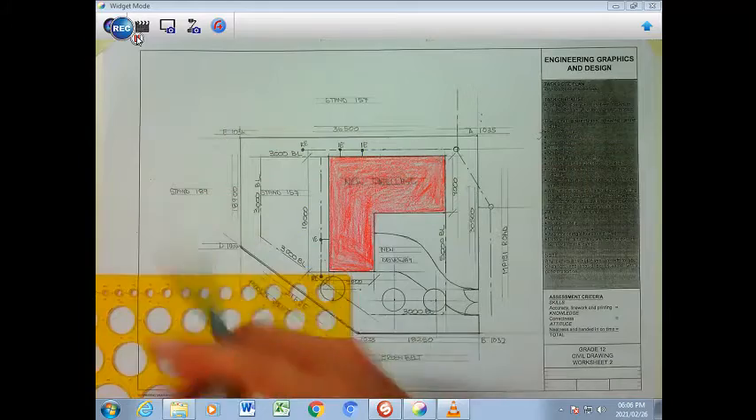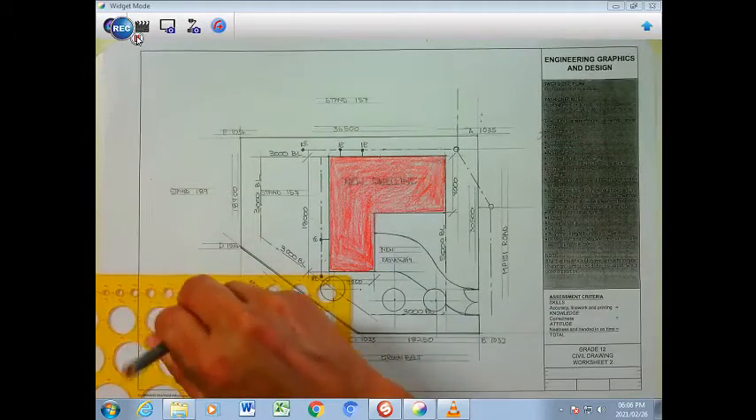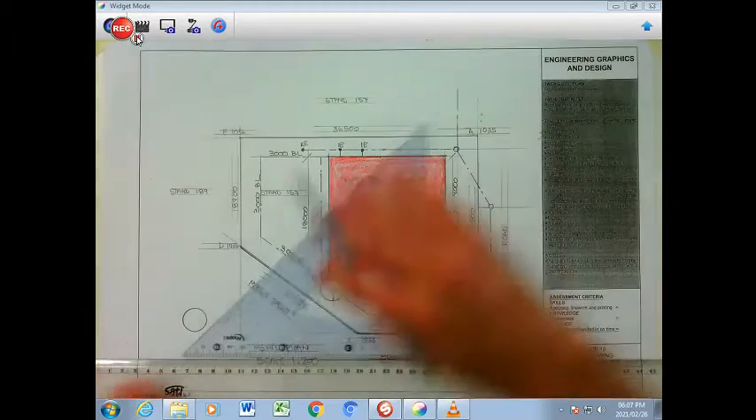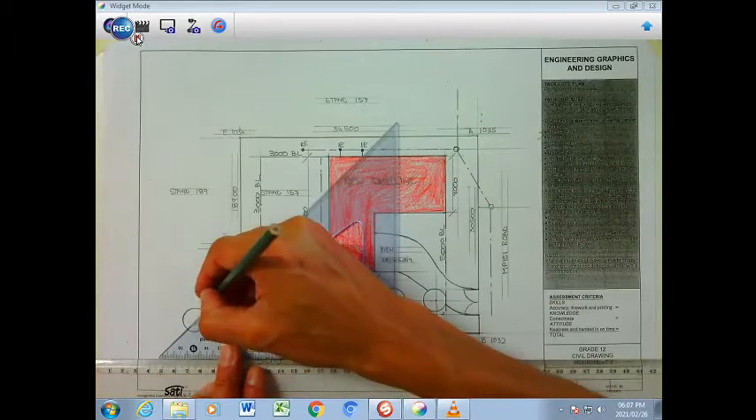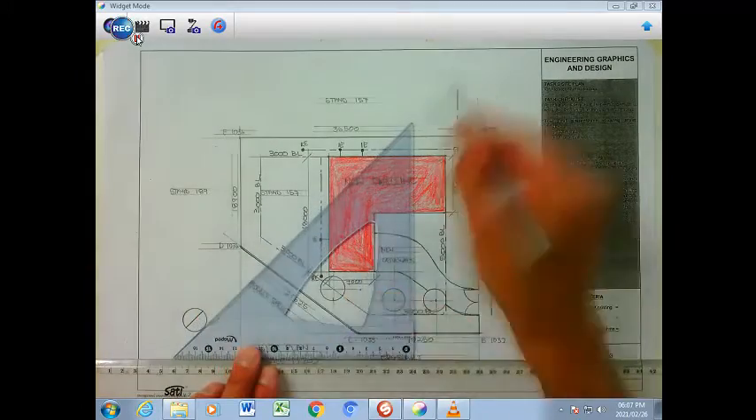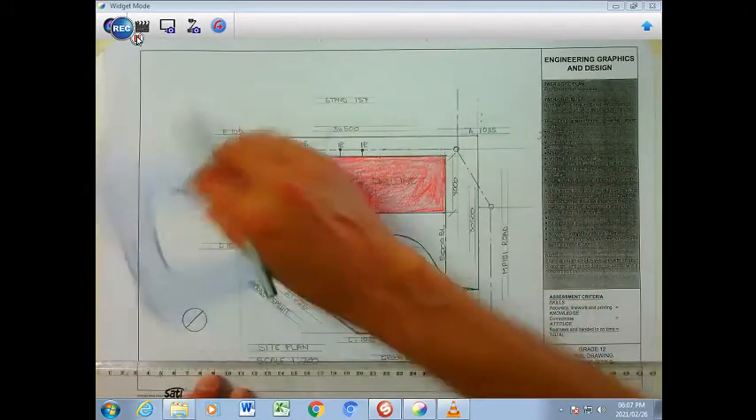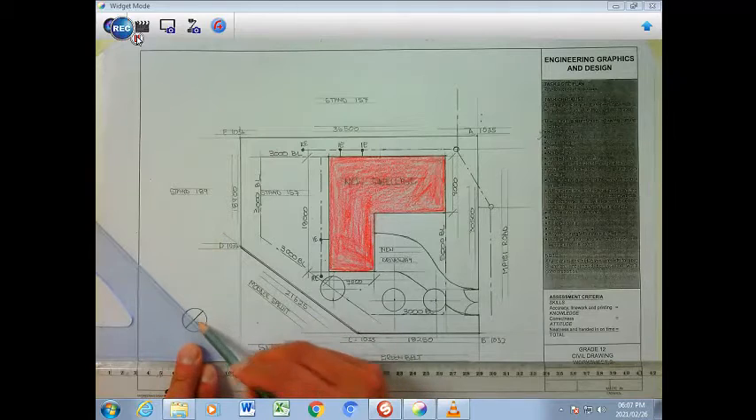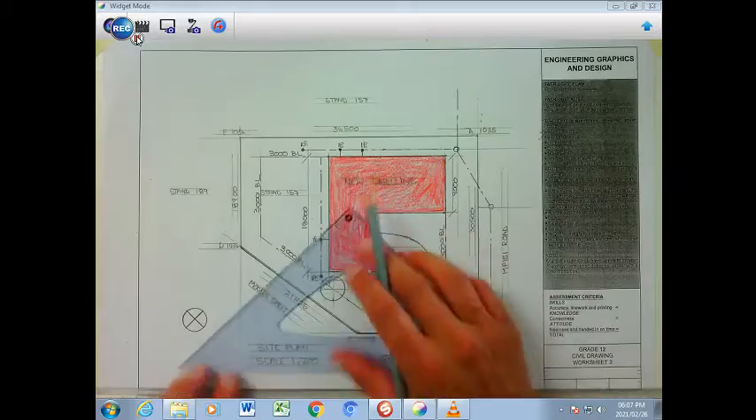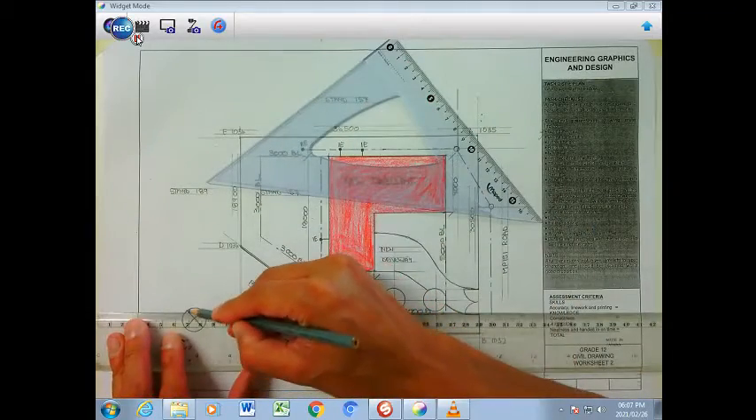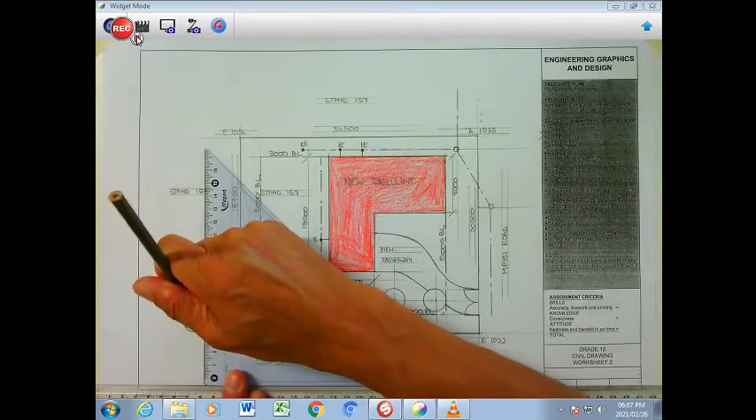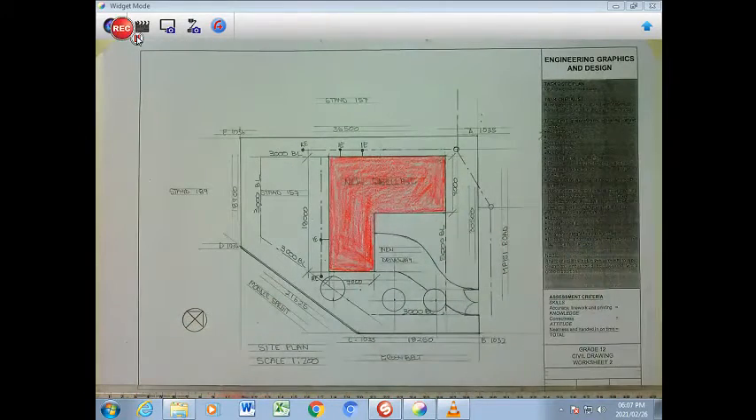So I'm going to use this one over here. There I'm going to draw my circle. Then I'm going to use my 45-degree set square, because I know that the north point actually faces that direction. And then I'm going to draw another half that way, which is basically breaking it up into quarters. And then all I'm going to do is draw a straight line like that and a vertical line like that to indicate my north point.